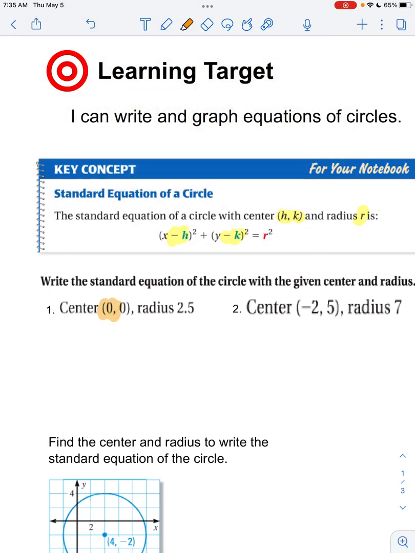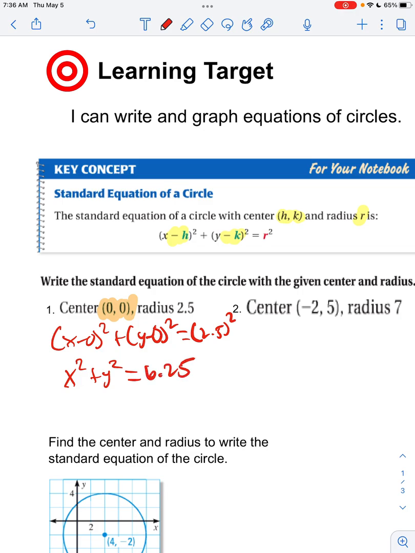One common case is when you see a center of (0, 0). You could write it as (x - 0)² + (y - 0)² = 2.5². But we don't need that 0 or x minus 0, so we could simplify this to x² + y² = 6.25, since 2.5 times 2.5 is 6.25.